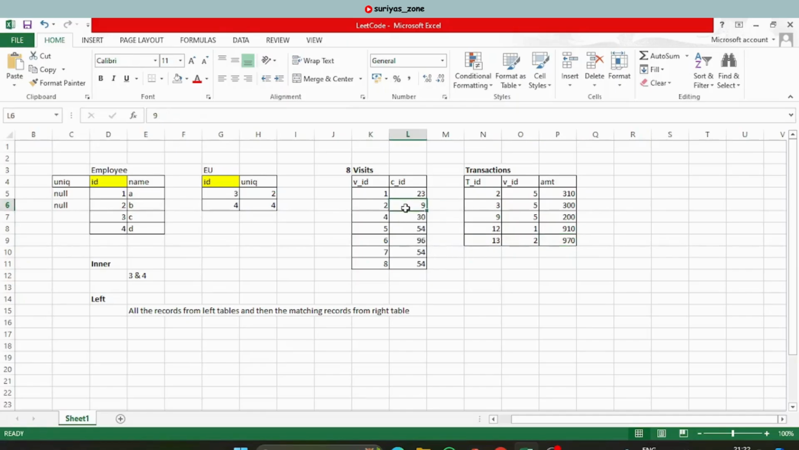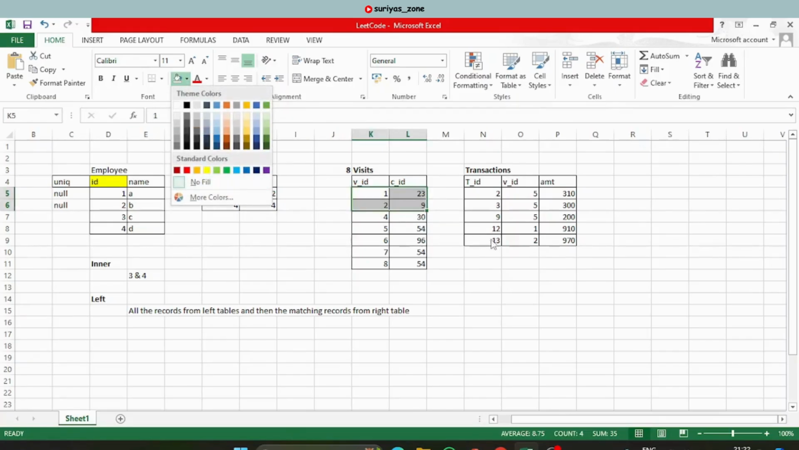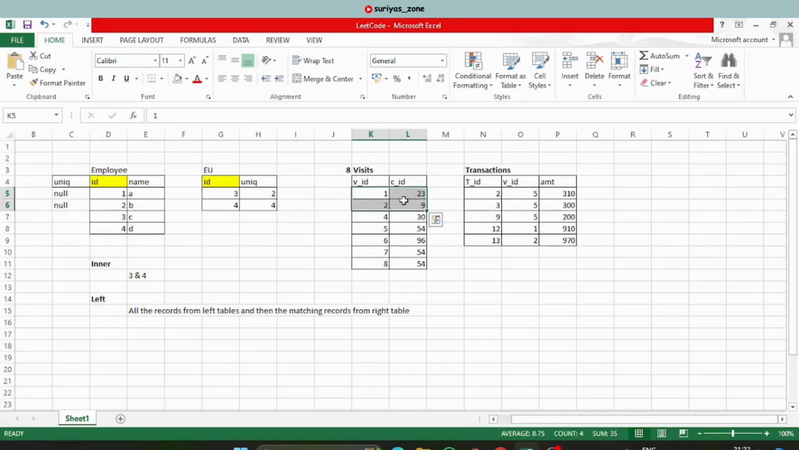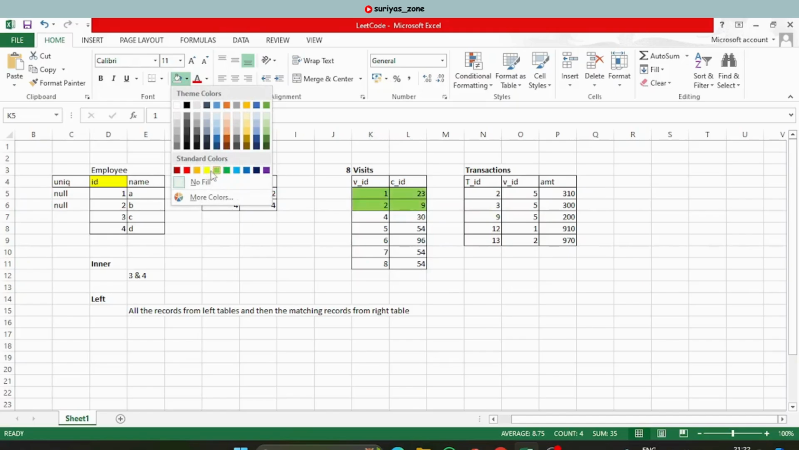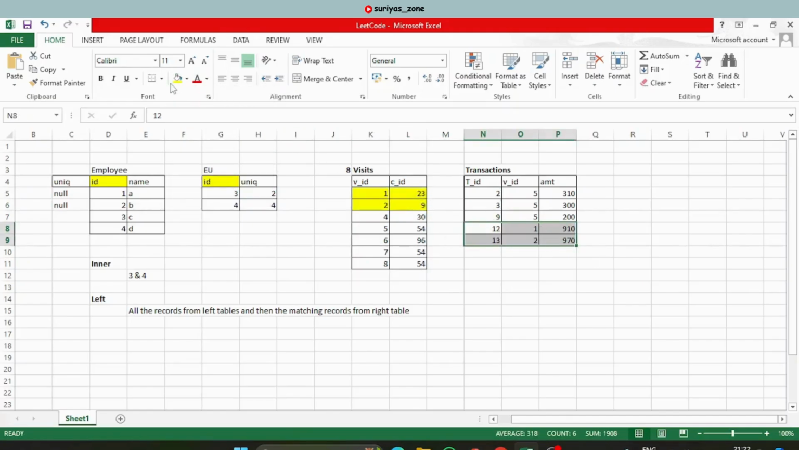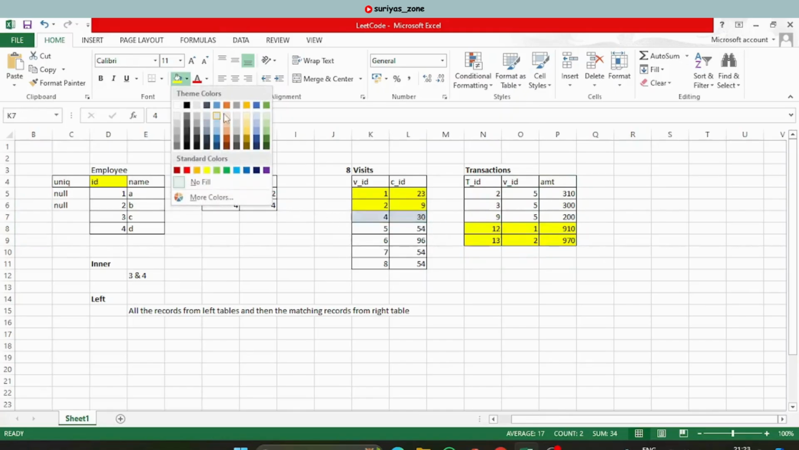Similarly, when it comes to customer 9, the visit ID is 2, which is present here, which means customer ID 9 also made a transaction. So these two guys will not come in our output. I'll just highlight this. Yeah, so these two guys will not come in our output. And then the next thing we can see is customer ID 30, who visited the mall but didn't make any transactions, because we are not able to see any visit ID 4 here. So this will come in the output. I'll make it green.